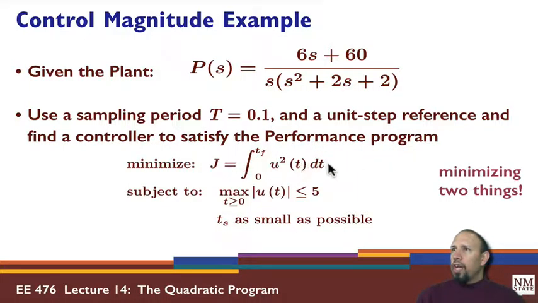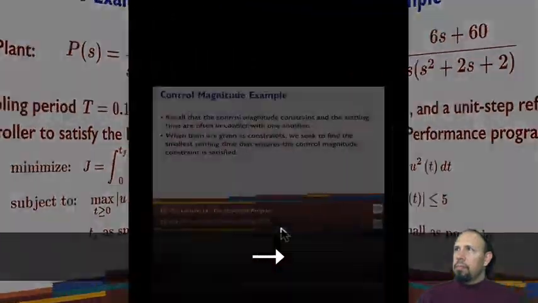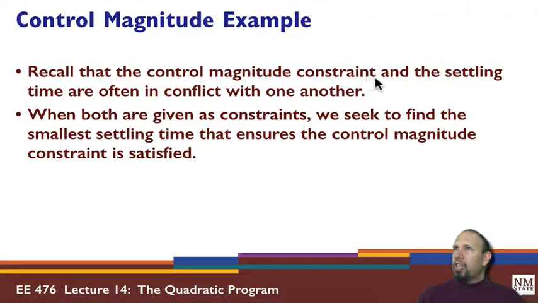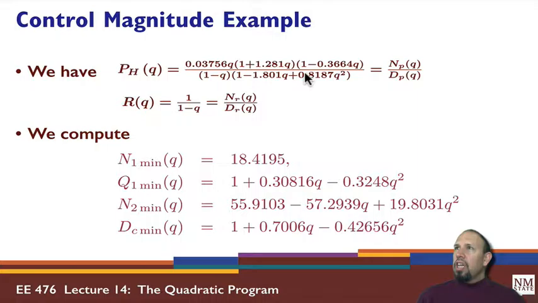We want to find a controller that satisfies this performance problem. We want to minimize the control energy, subject to the control magnitude being less than 5 and settling time as small as possible. So we're actually minimizing two things, control energy and settling time. Settling time we can work with by adjusting the number of steps to settle. Recall that the control magnitude constraint and the settling time constraint are often in conflict. When both are given as constraints, we seek to find the smallest settling time that ensures the control magnitude constraint is satisfied. So when we take the H transform of our system, this is what we get.